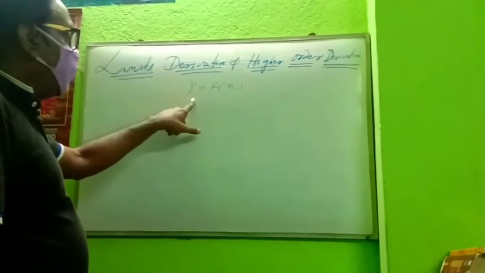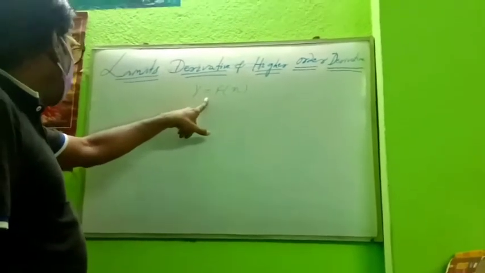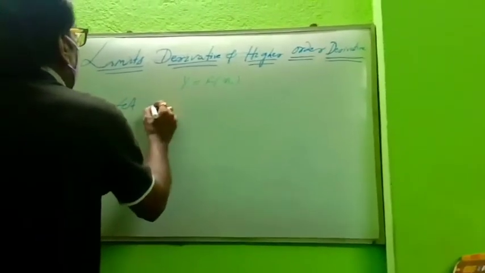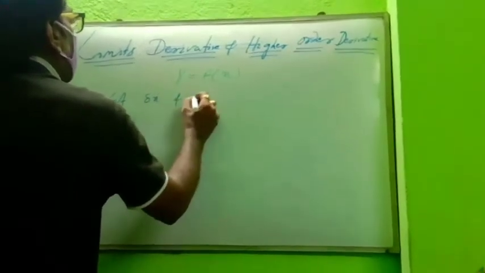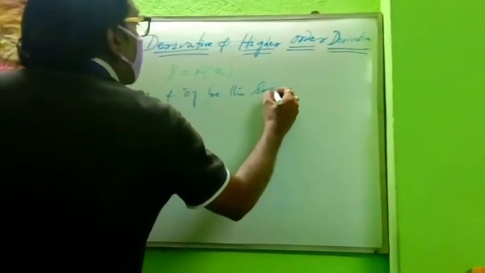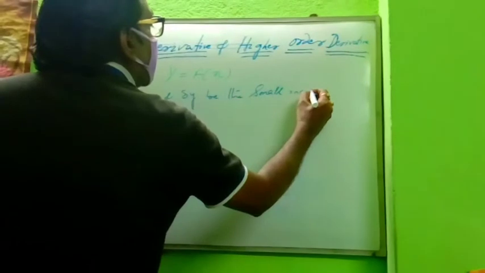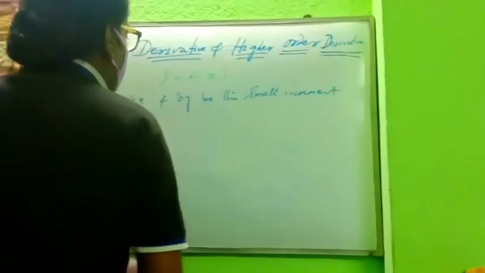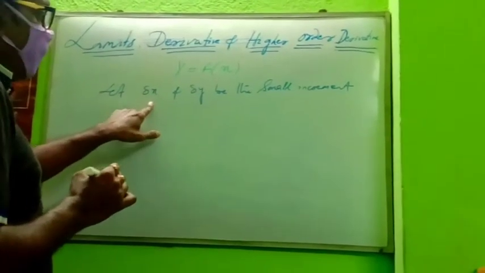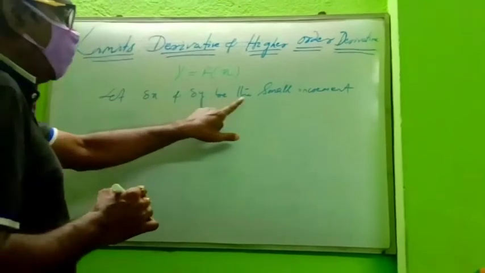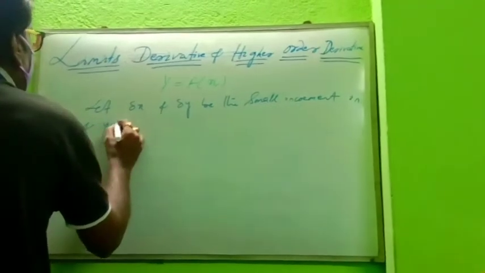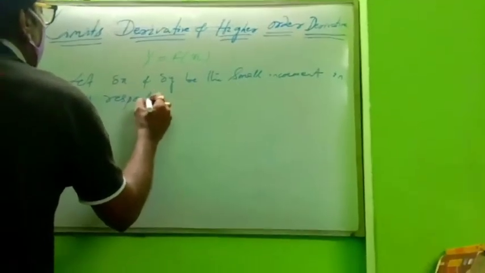I am considering y is equal to f of x. It is a function, y is equal to f of x. Let delta x and delta y be the small increment. A small increment means a slight bit of increment, 0.0000 so many, a very small increment. Let delta x and delta y be the small increments in x and y respectively.